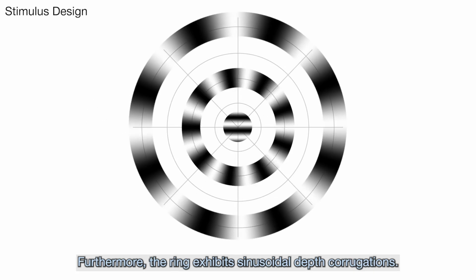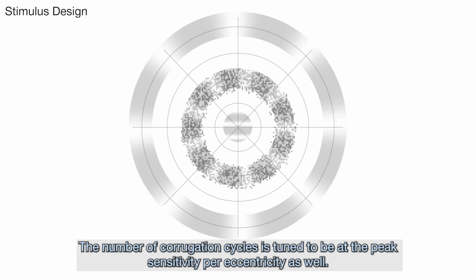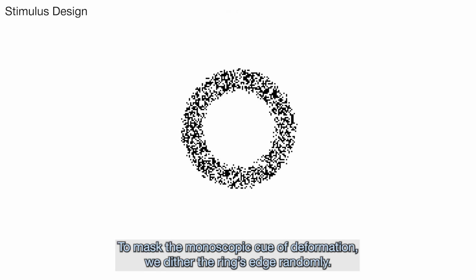Furthermore, the ring exhibits sinusoidal depth corrugations. The number of corrugation cycles is tuned to be at the peak sensitivity per eccentricity as well. To mask the monoscopic cue of deformation, we dither the ring's edge randomly.